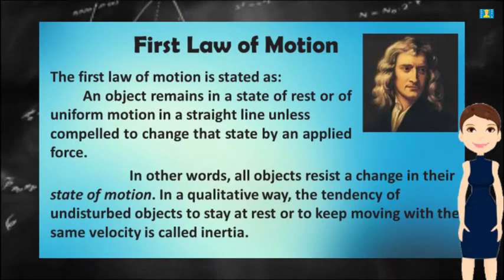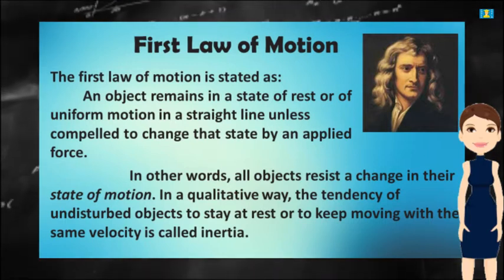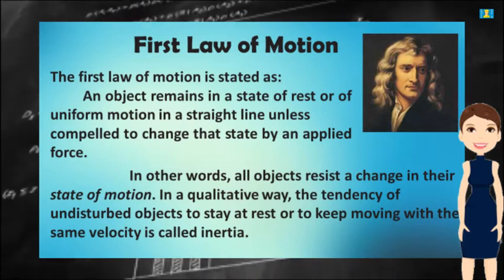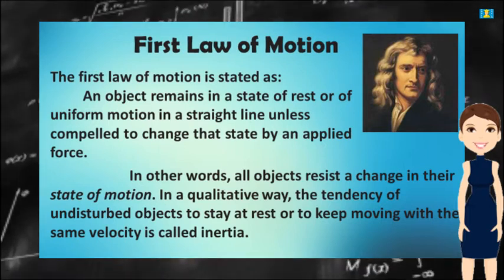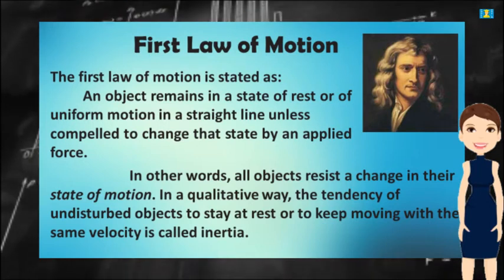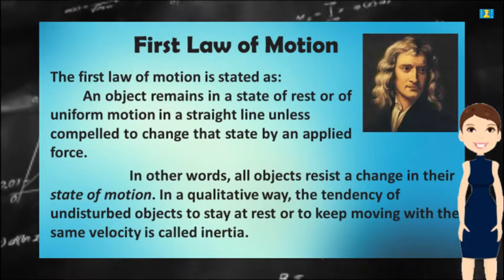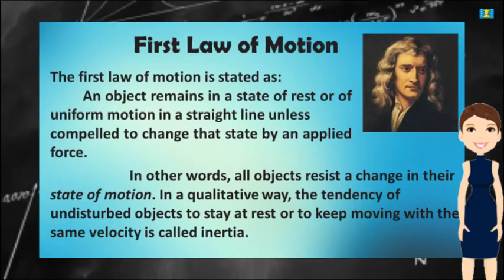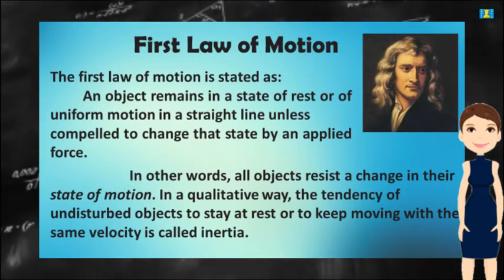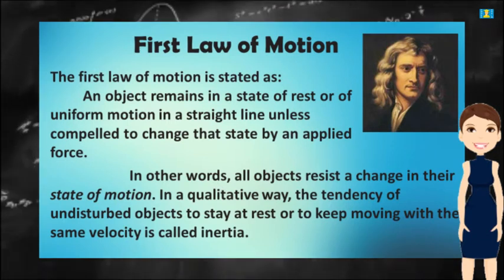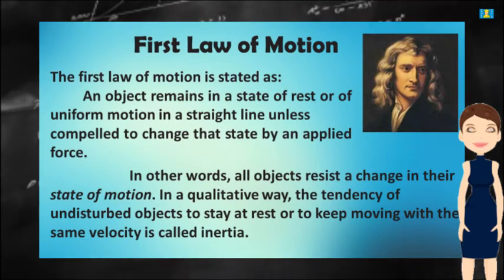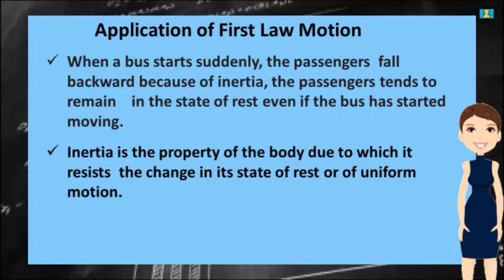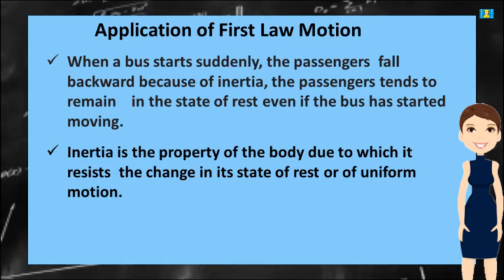Newton's first law of motion. The first law of motion is stated as: an object remains in a state of rest or of uniform motion in a straight line unless compelled to change that state by an applied force. In other words, all objects resist a change in their state of motion. In a qualitative way, the tendency of undisturbed objects to stay at rest or keep moving with the same velocity is called inertia.